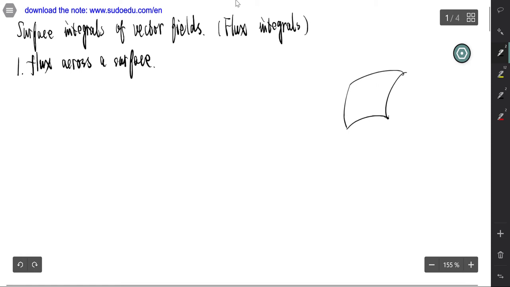Suppose there is an incompressible fluid flowing across the surface S. The velocity is F, a vector field. It's independent of time, but dependent on the coordinates, or location. How much fluid flows across the surface in a unit time?